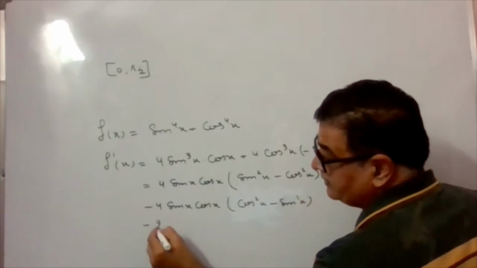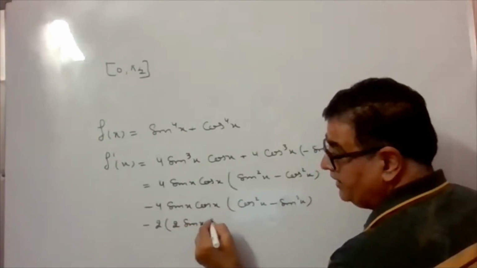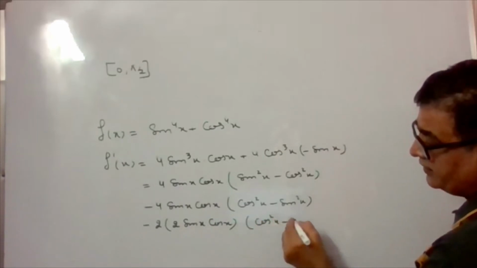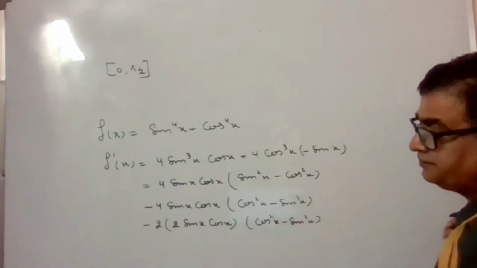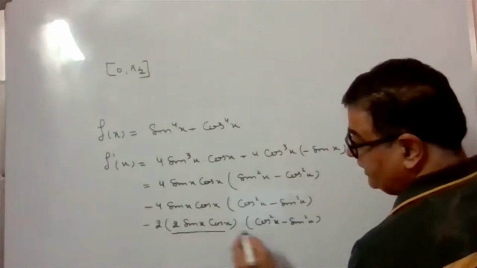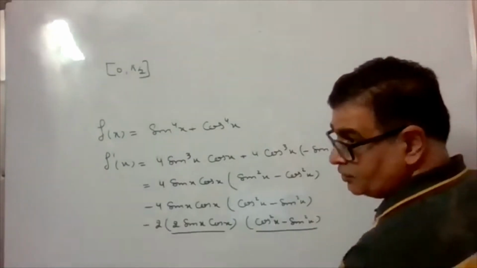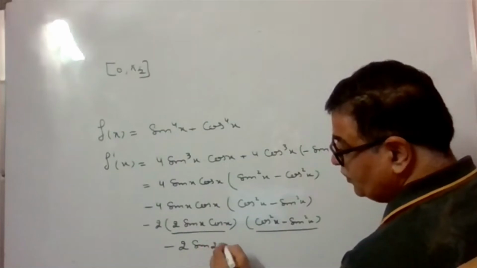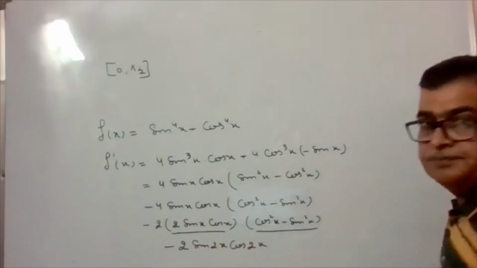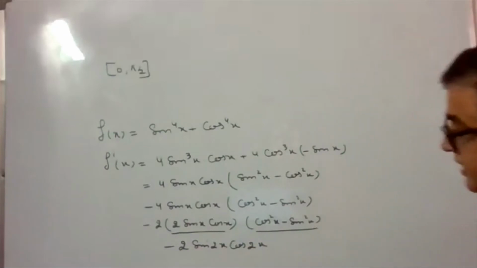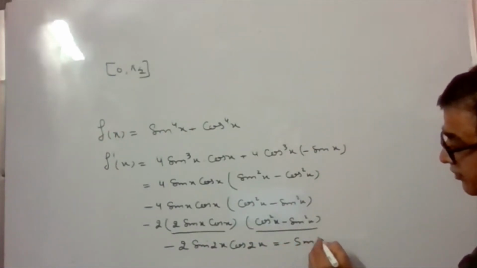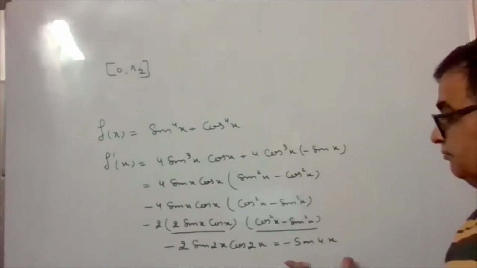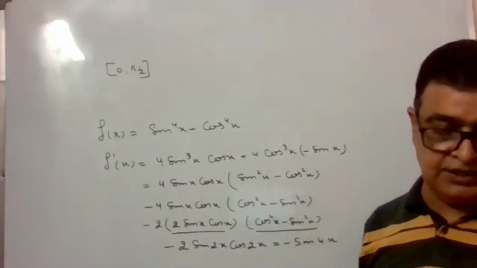It will come out to be cos square x minus sin square x. Then it comes out to be minus 2 times 2 sin x cos x, and here cos square x minus sin square x. This is your sin 2x, this is cos 2x. So I got minus 2 sin 2x cos 2x. So it has converted into a single term, minus sin 4x. So you got a single term now. Minus sin 4x, that is the derivative we are getting.